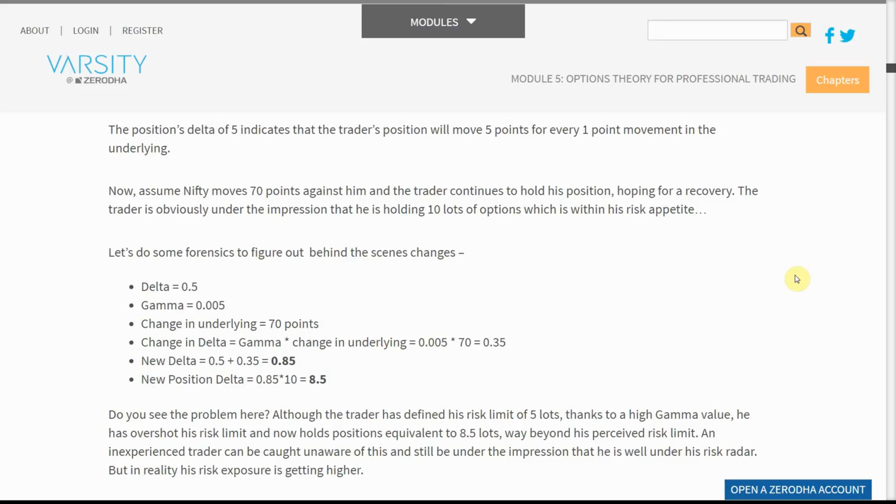Delta equals 0.5. Gamma equals 0.005. Change in underlying equals 70 points. Change in delta equals gamma asterisk change in underlying, equals 0.005 asterisk 70 equals 0.35. New delta equals 0.5 plus 0.35 equals 0.85. New position delta equals 0.85 asterisk 10 equals 8.5.